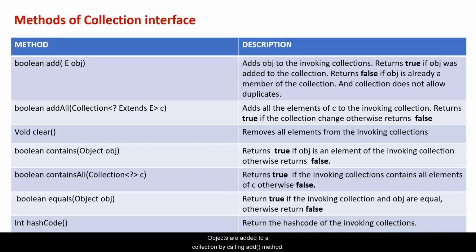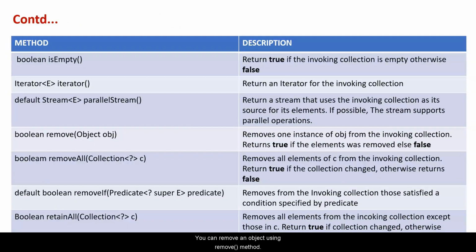Objects are added to a collection by calling the add method. Notice that the add method takes an argument of type E, which means that objects added to the collection must be compatible with the type of data expected by the collection. You can add the entire contents of one collection to another by calling the addAll method. You can remove an object using the remove method. To remove a group of objects, call the removeAll method.